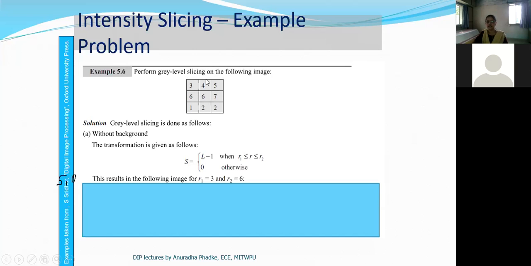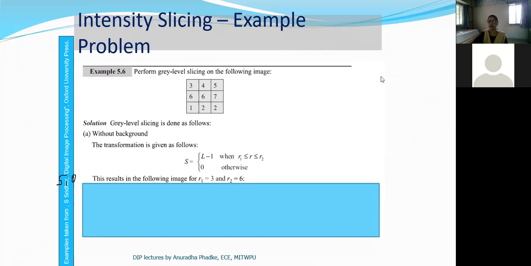Now consider this example. This is a 3 by 3 image, and we have to apply this transformation, gray level slicing without background, on each and every pixel of this image. For this numerical, R1 is given as 3 and R2 is given as 6. For all the pixels where pixel value is in the range 3 to 6, we have to assign level L minus 1, and if it is outside the range, we have to assign gray level 0. Now, this is a 3-bit image. If your pixel is represented by 3 bits per pixel, please tell me what is the value of L minus 1.